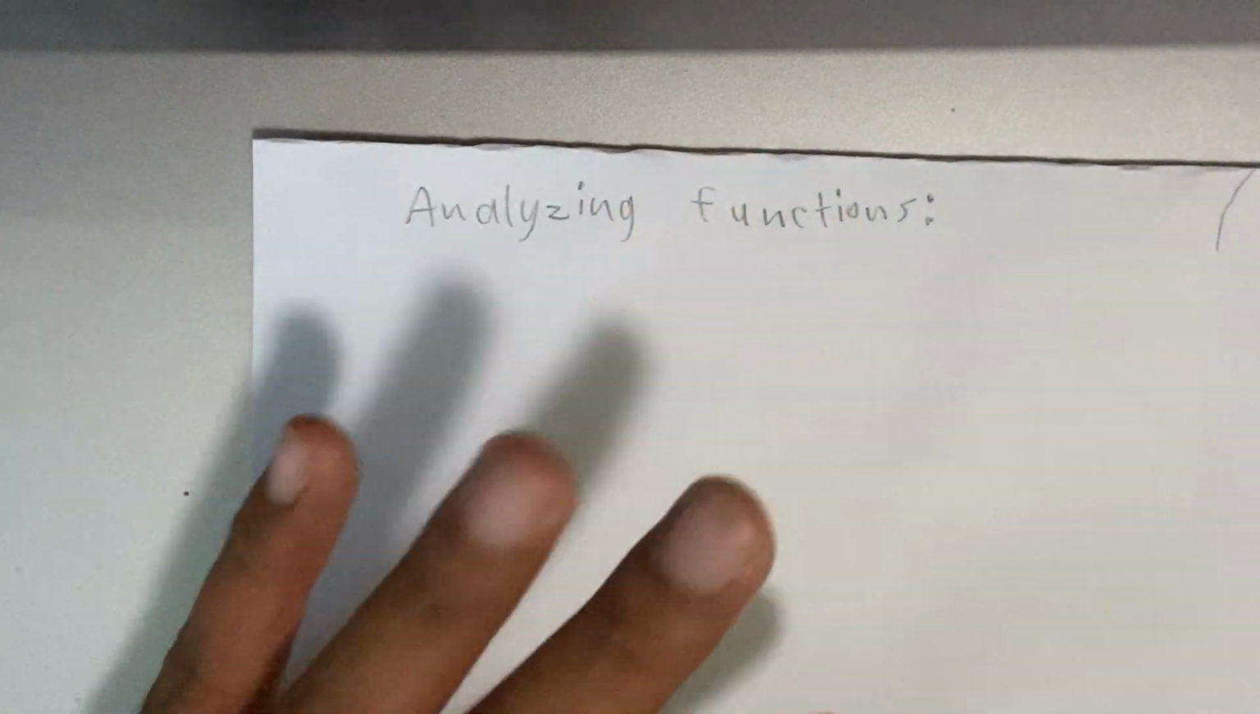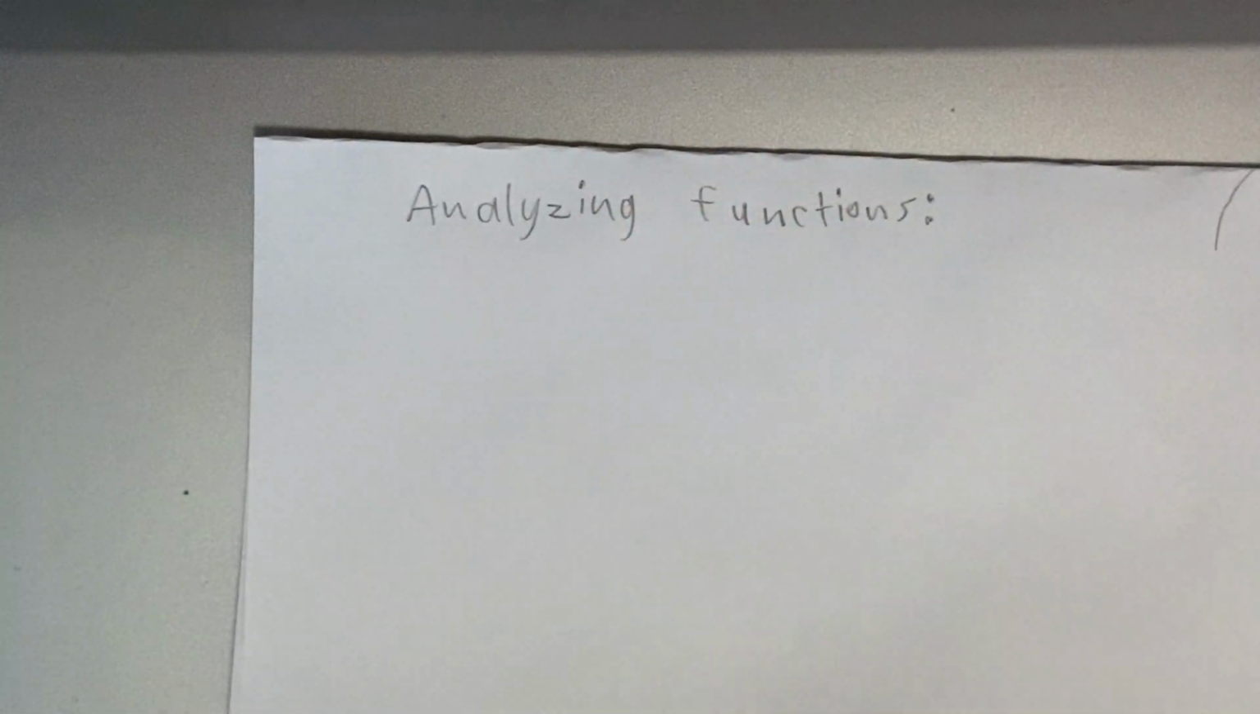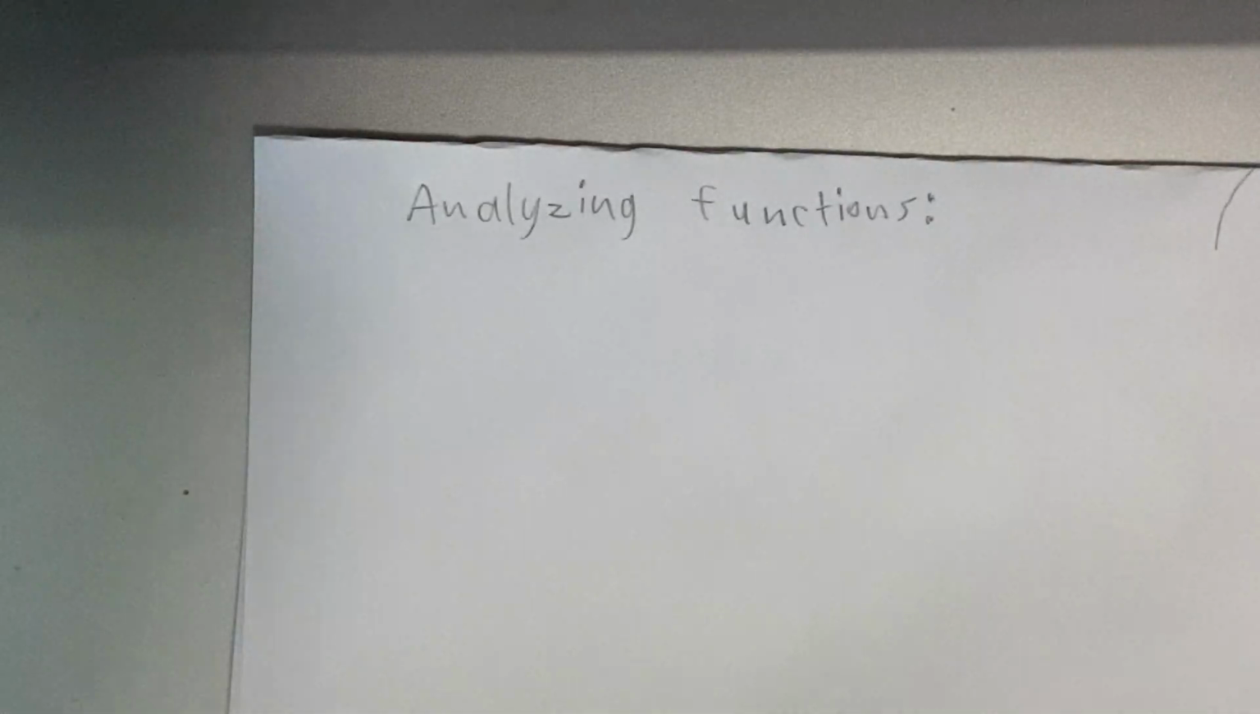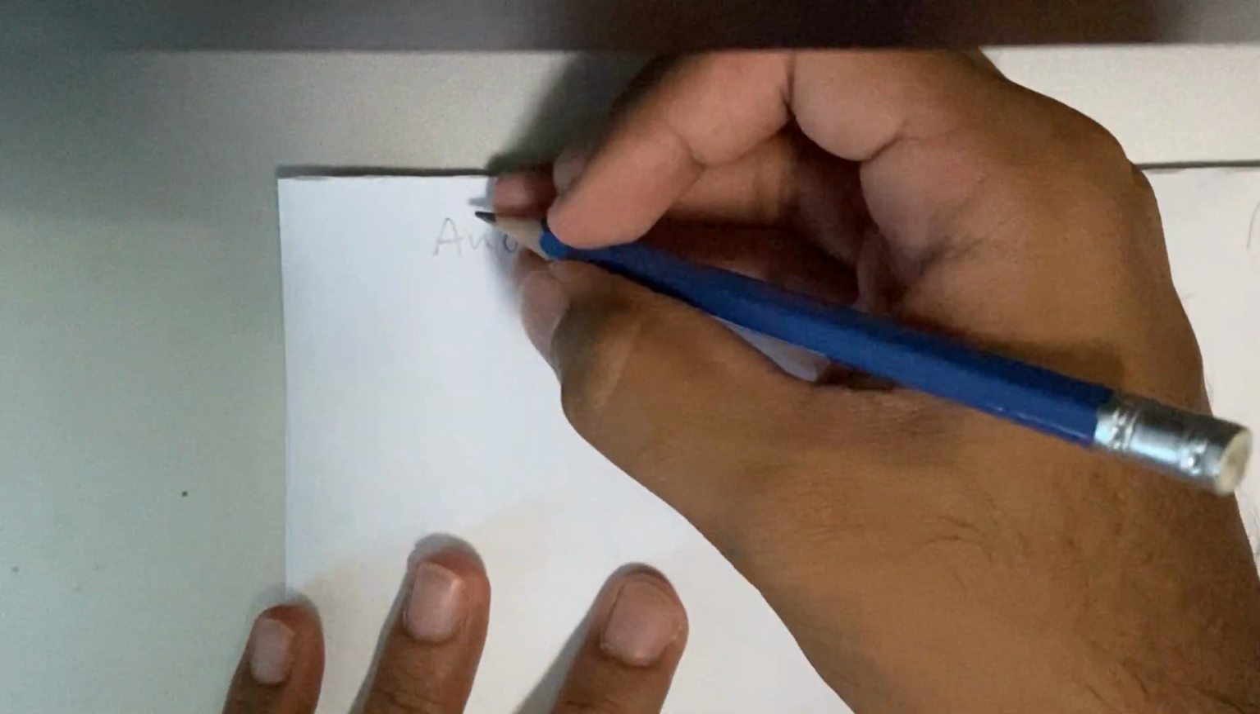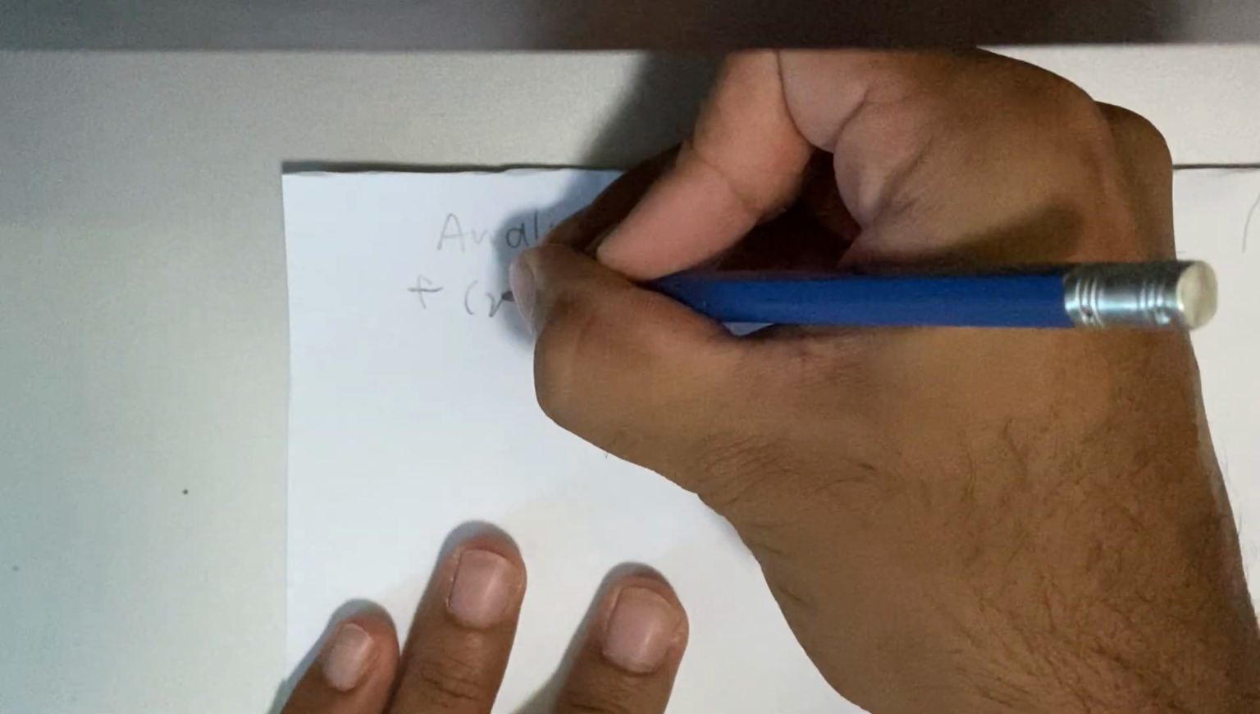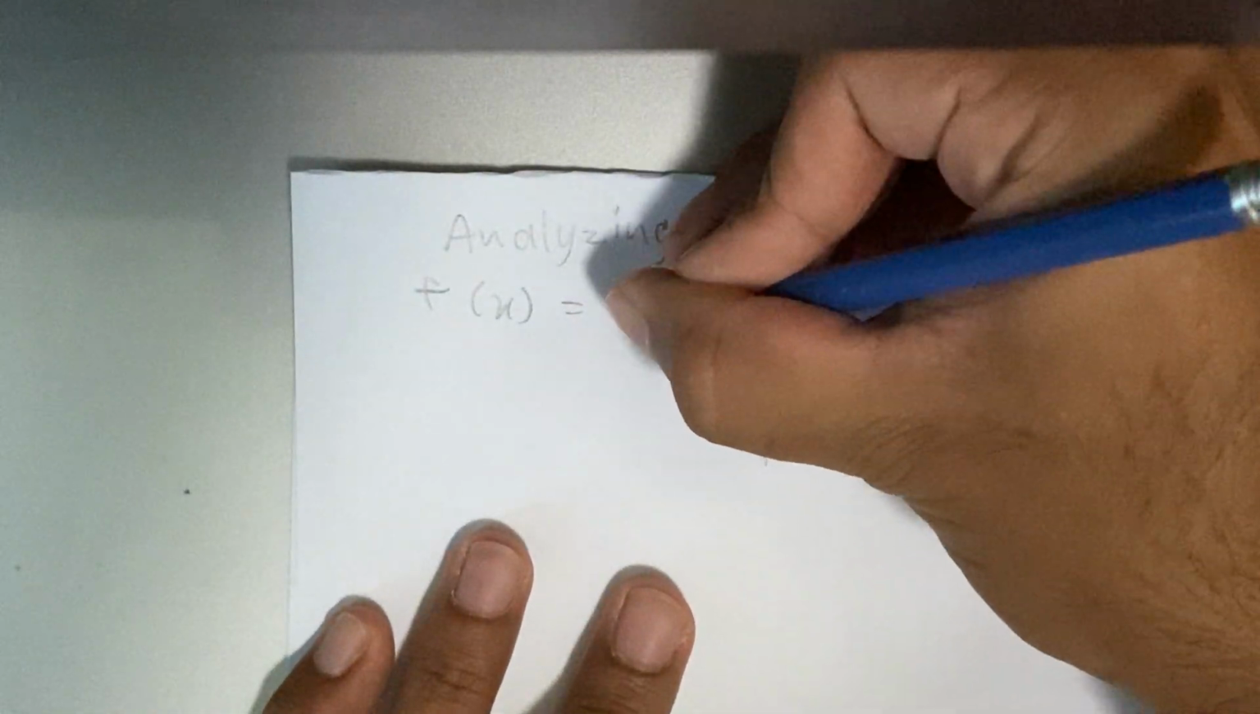Today I'll talk about analyzing functions using differentiation. So first, let's start with a really easy function. f(x) is equal to x squared.